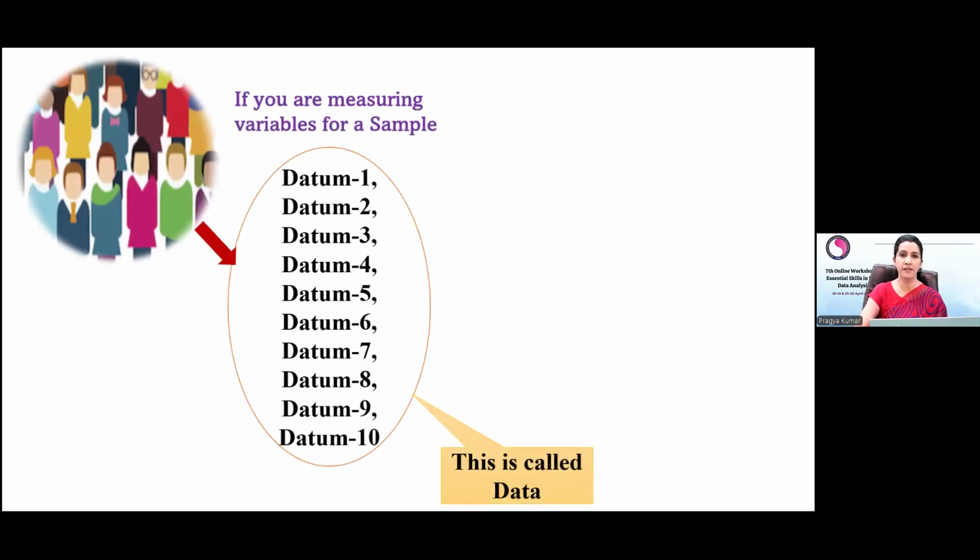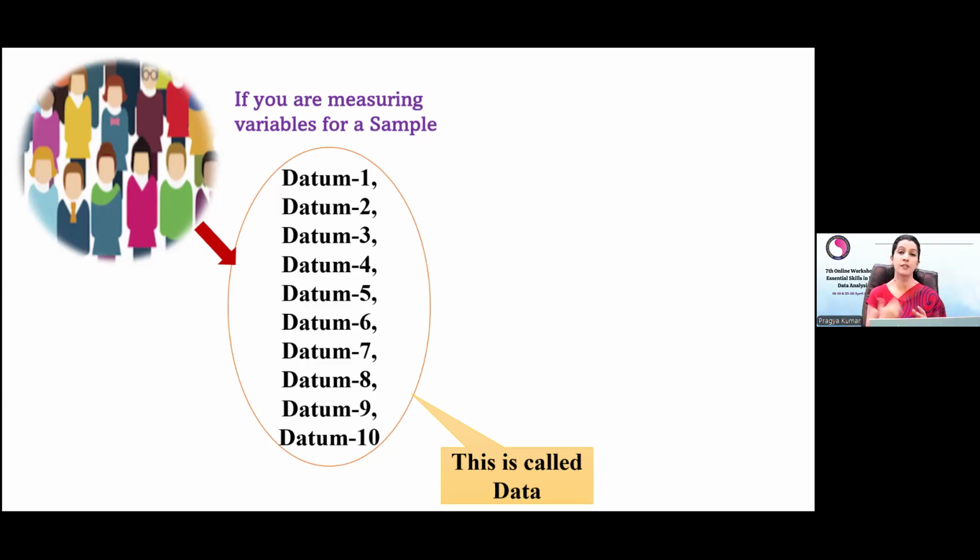And when you have many, let's say I have taken 10 data, then this whole bunch of 10 is known as the data. Data is the plural, but we always use the term data. Why? Because generally we never have a single individual on whom we perform research. We have got a set of people.